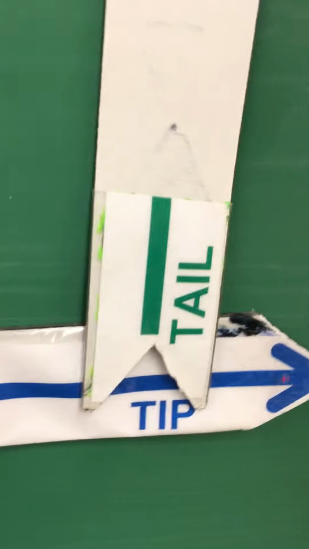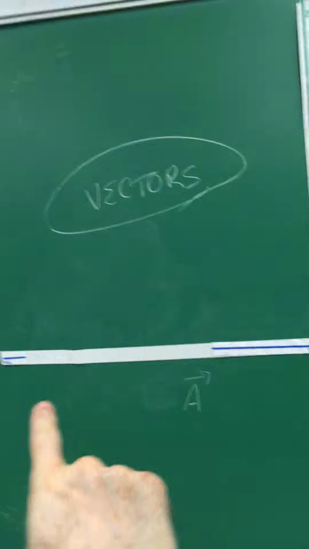So I'm going to take this vector. Let's see if I'm allowed to do this. I'm going to take this and I'm going to put its tail right where the tip of A is. Hard to do this with one hand holding the camera and hard to get a good video. So here's my new picture. I have A pointing that way, and now B is this guy over here.